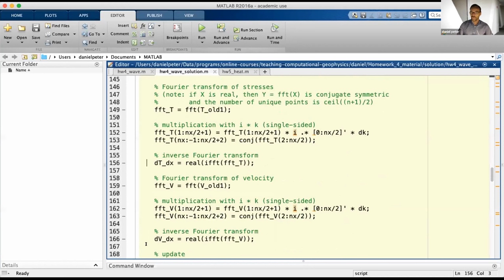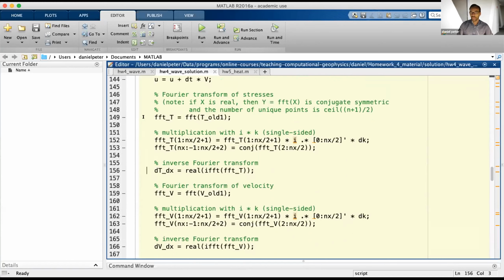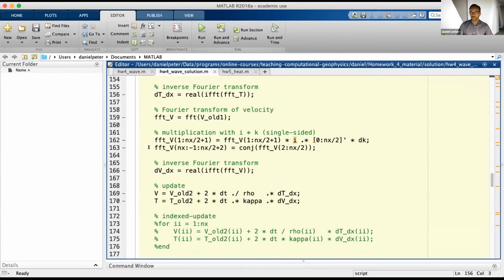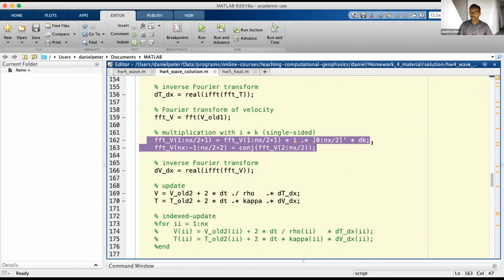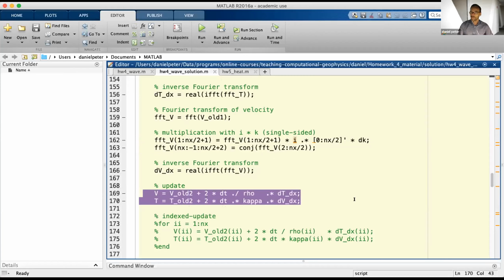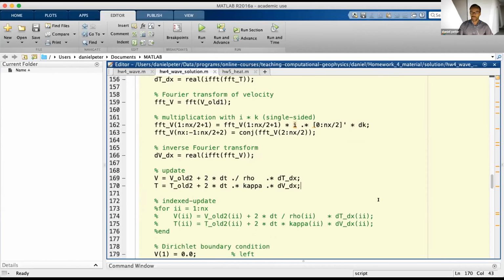And then the same for the velocities, or here it's the stresses, it's not the temperatures, the stress T. We have a velocity-stress formulation, sorry. The same here, multiplication with ik in the Fourier domain, and then taking the inverse Fourier transform. At the end, update your fields, velocity and stress. So I put this on Dropbox. You have that on Dropbox. You can compare with your own.